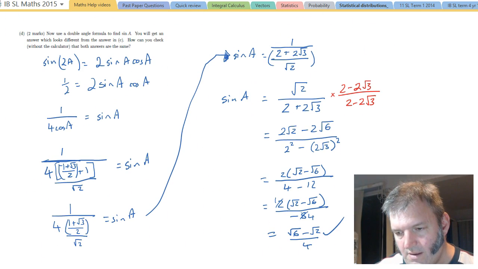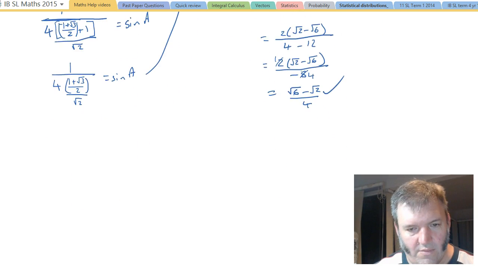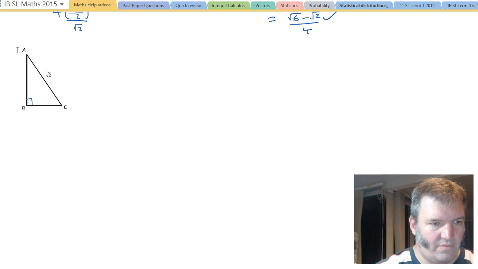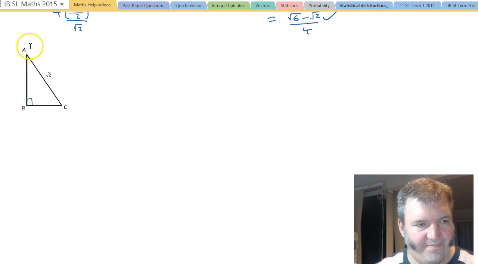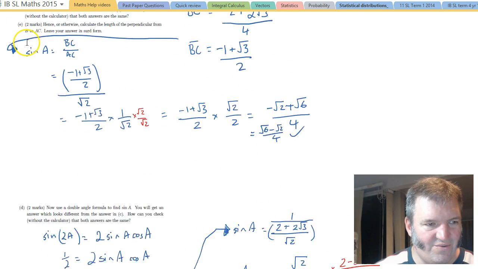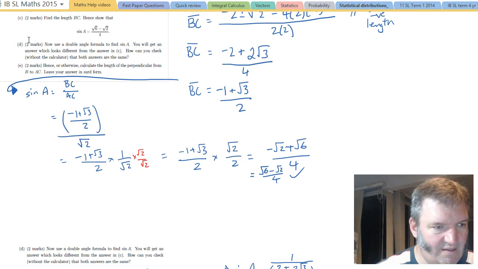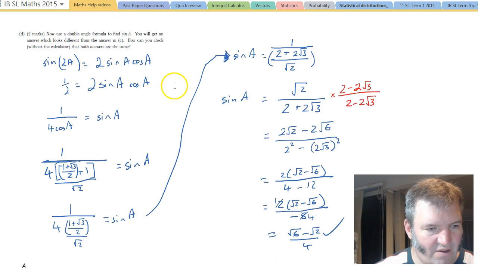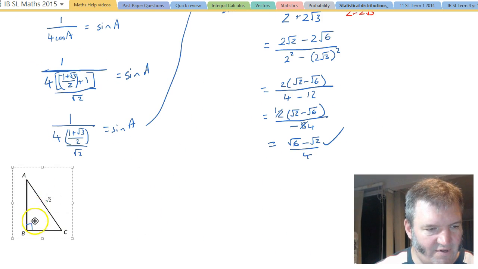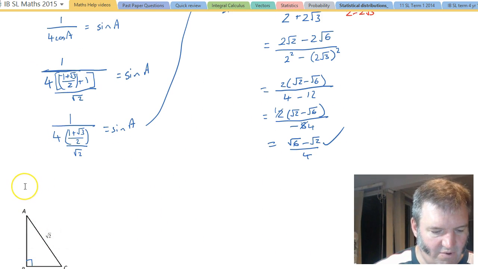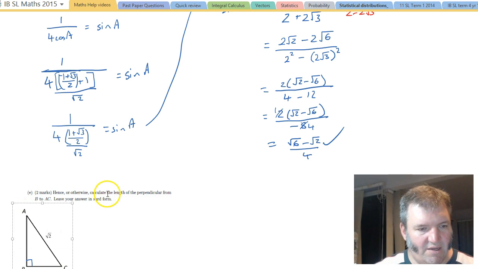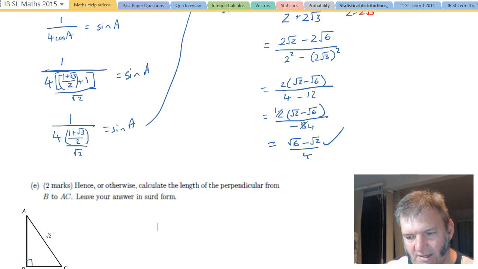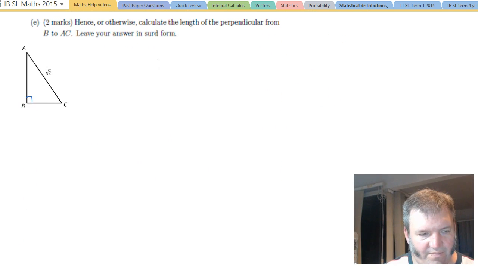And make a bit more room. This is a classic IB question, a hence or otherwise. Now, I don't know exactly how you would follow that on from what they gave us originally, but I'm sure we'll come up with something. So hence or otherwise, calculate the length of the perpendicular from B to AC, leaving your answer in surd form.